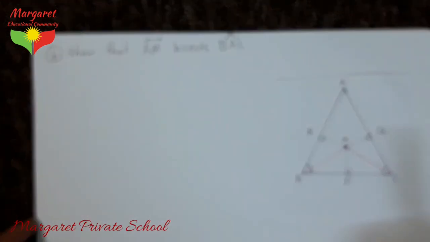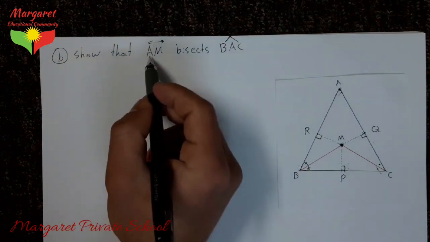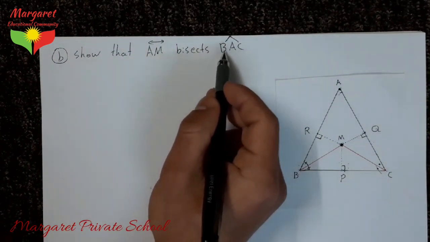Part B says show that line AM bisects angle BAC.